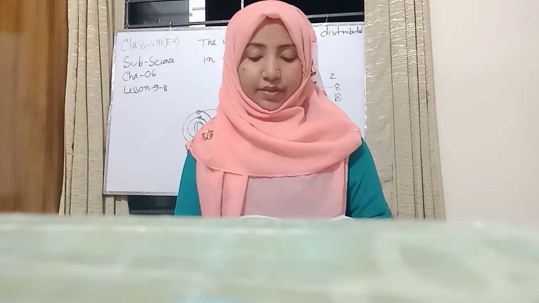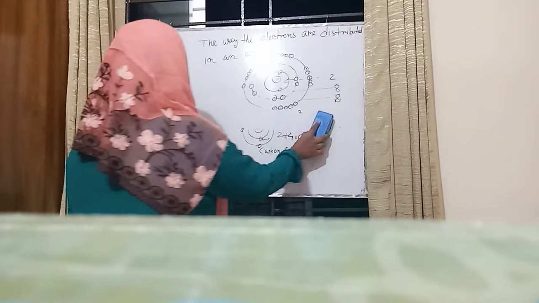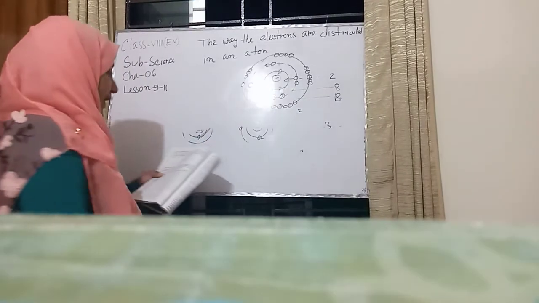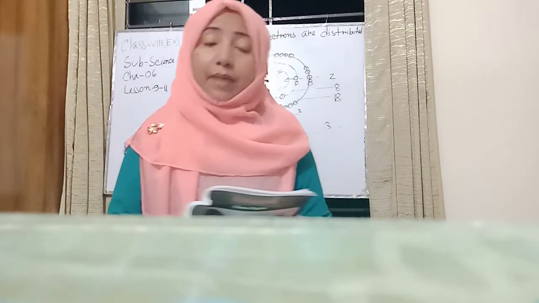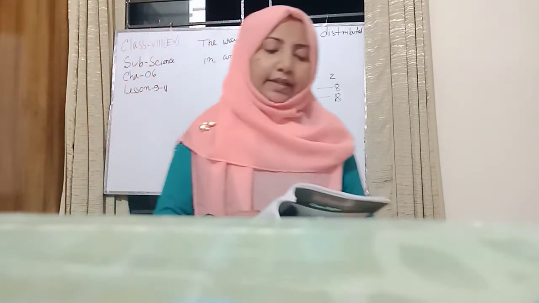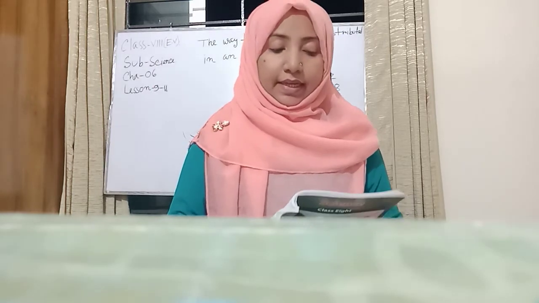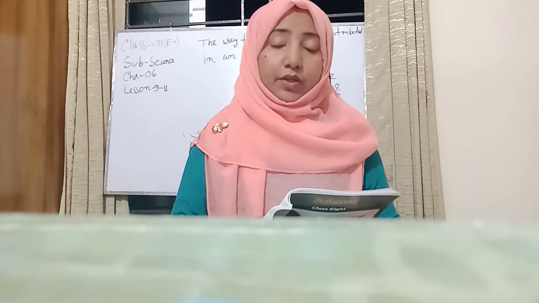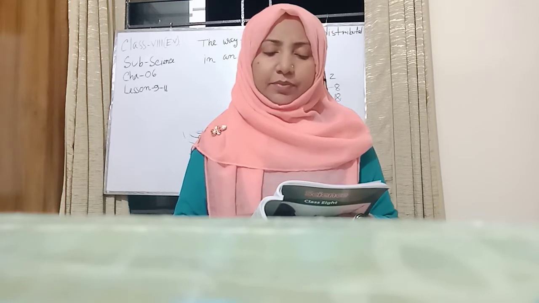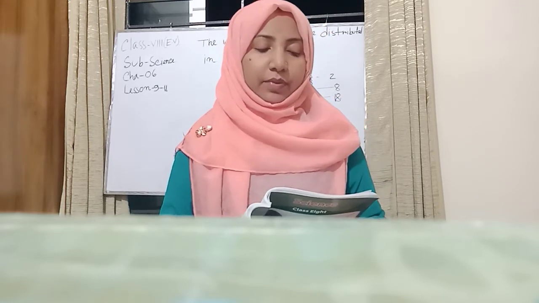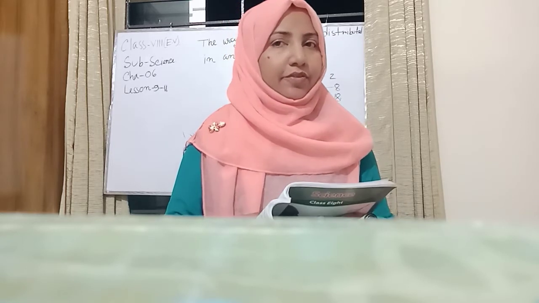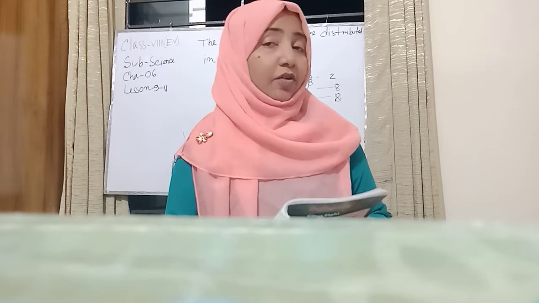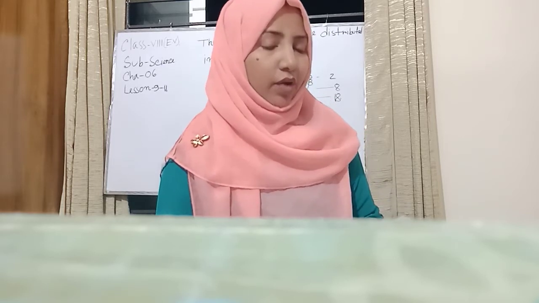Next, the electron distribution of the sodium atom may be seen. Here's the sodium atom. There are 11 electrons in a sodium atom. How are these electrons distributed in different orbits? They must be in the order 2, 8 and 1. This means in the first orbit there will be 2 electrons, in the second orbit 8 electrons, and in the third orbit only 1 electron.